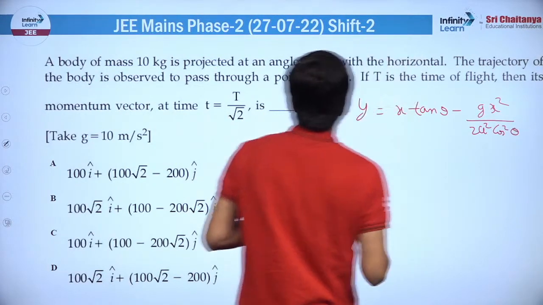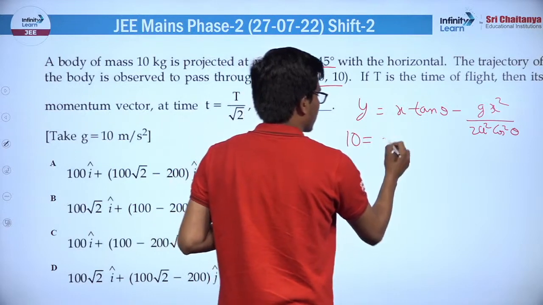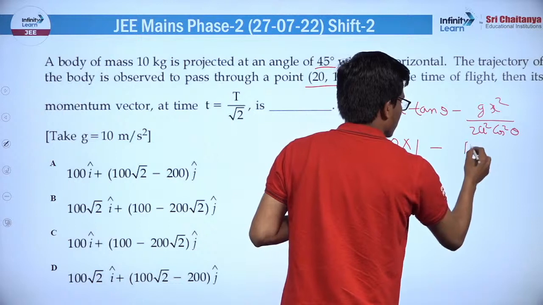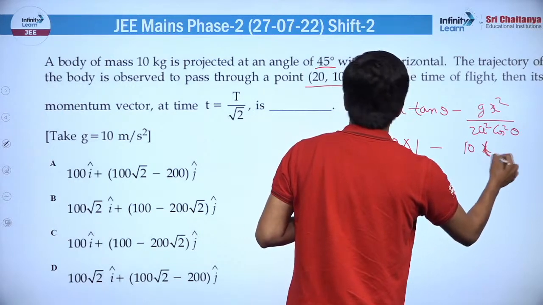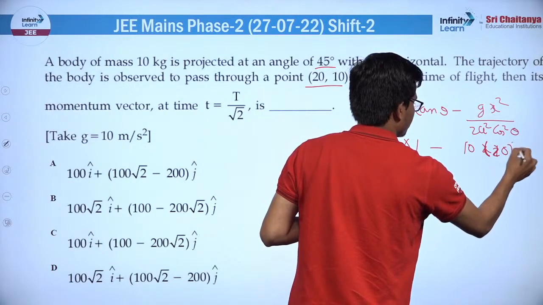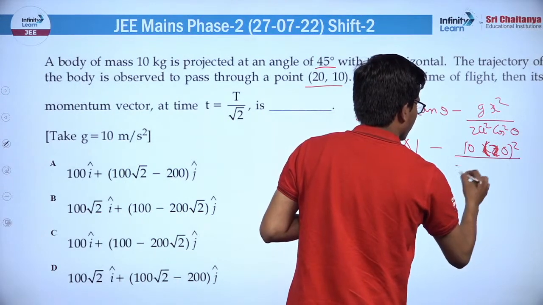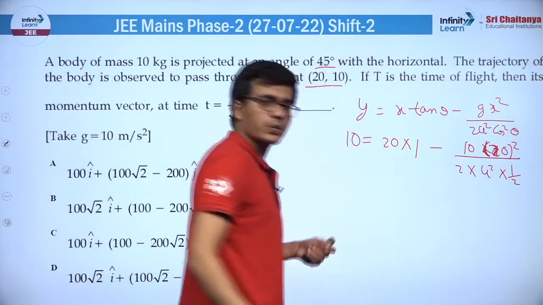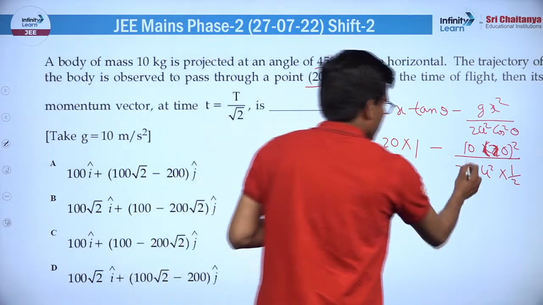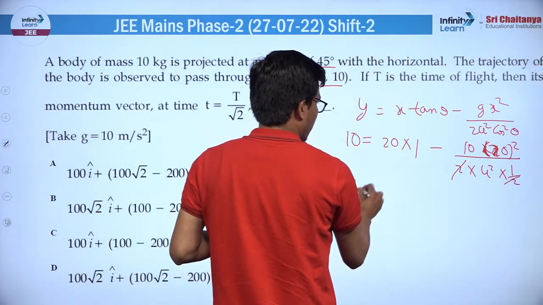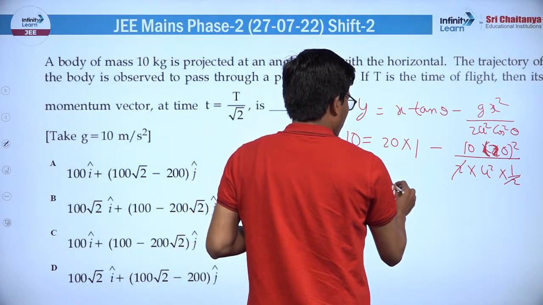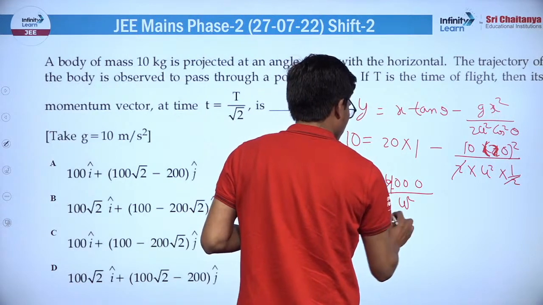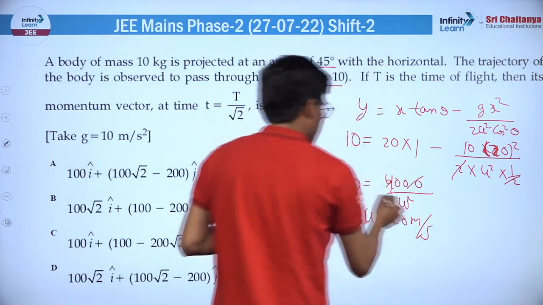Alright. So y is given as 10, x is 20, theta is 45, so 10 equals 20 into tan 45, which is 1, minus 10 into x squared, that is 20 squared, divided by 2 u squared, which you don't know, and cos 45 is 1 by root 2, its square will be 1 by 2. So you can write it as 20, and 10 into 400 is 4000 divided by u squared, so your u becomes 20 meter per second.